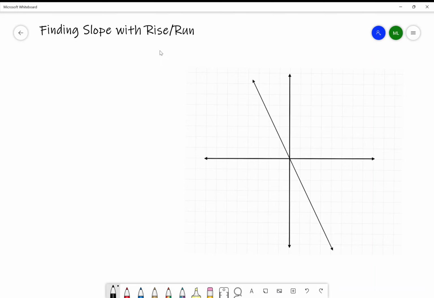Alright, hi everyone. So I want to talk about finding slope with rise and run again, but this time with my graph pointing downwards, right? So before we looked at our graph going upwards, but now my line, let me show you. This line is now pointing downwards. So what do I have to do in this case?